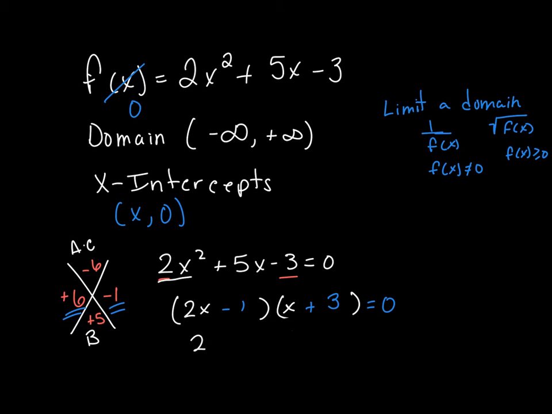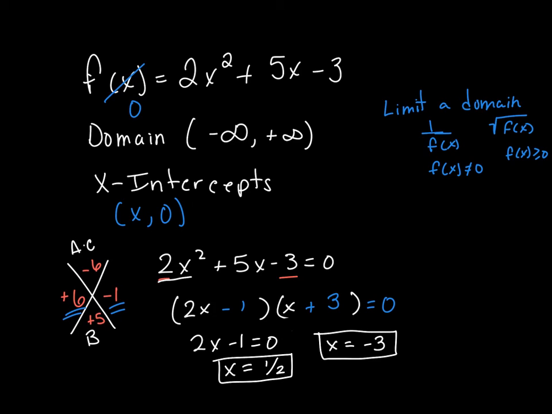My next step is to set each of those parentheses equal to 0. So I get x is equal to 1/2, and x is equal to negative 3. So those are my two x-intercepts.